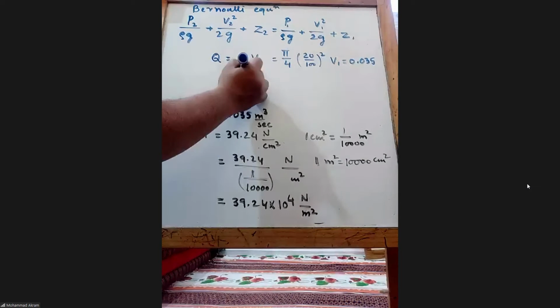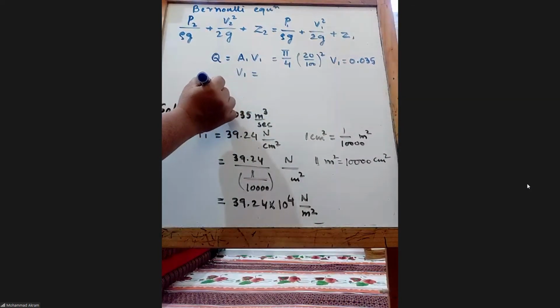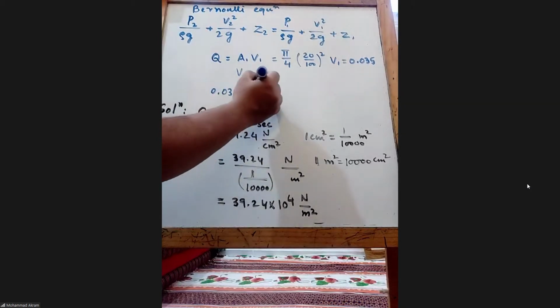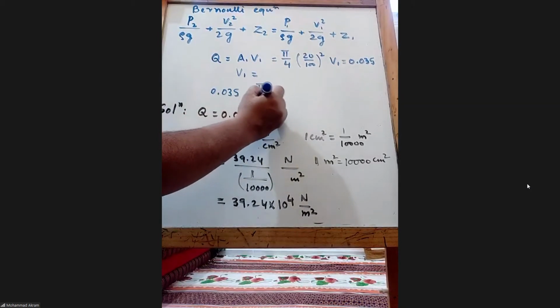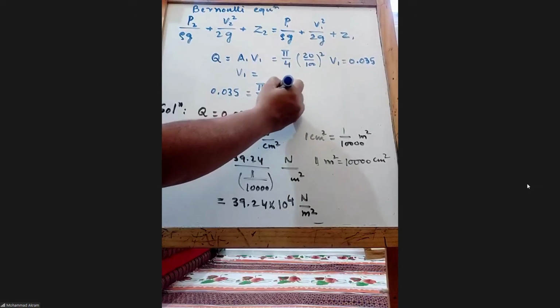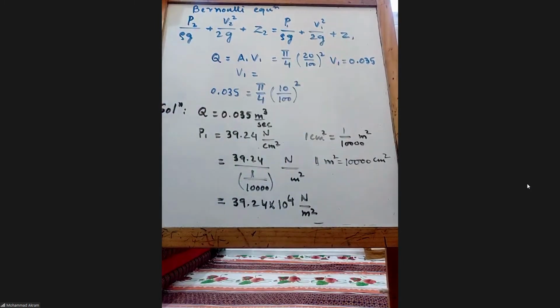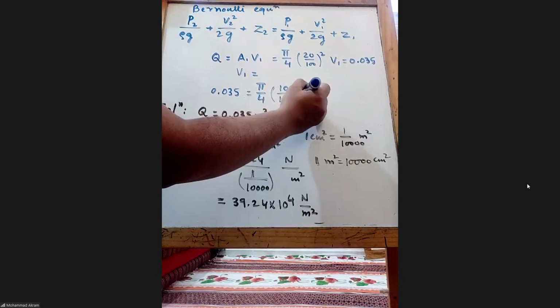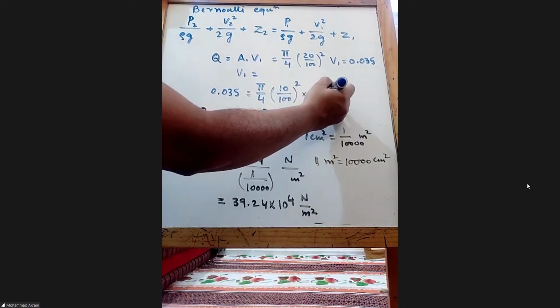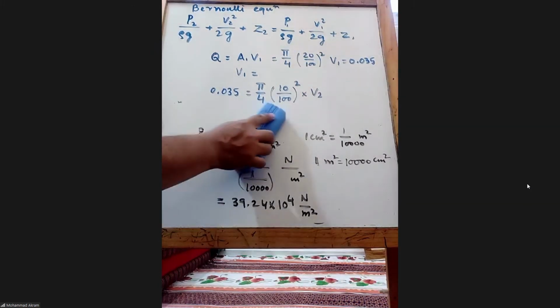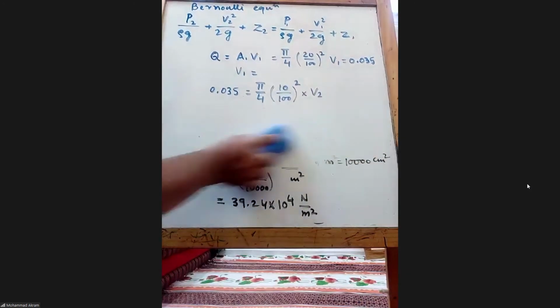So tell me the value of V1. Similarly, Q equals 0.035, equals area 2, that is pi by 4 D2 square, D is given as 10 centimeters, so I'm converting into meter, square, into V2. So from this you will get V2. Yes, please tell me the values of V1 and V2.